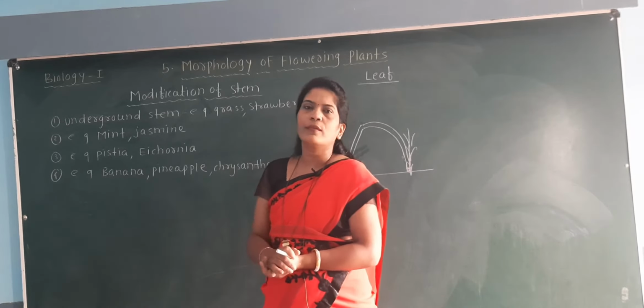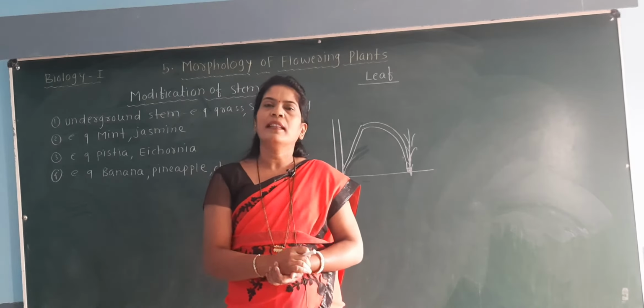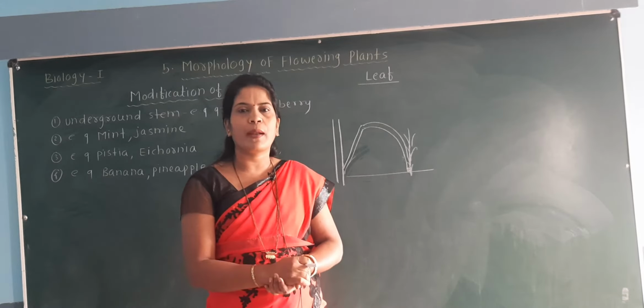Pistia and Eichhornia, these are the aquatic plants. So when these plants are present in the water, they also produce some of the lateral branches.